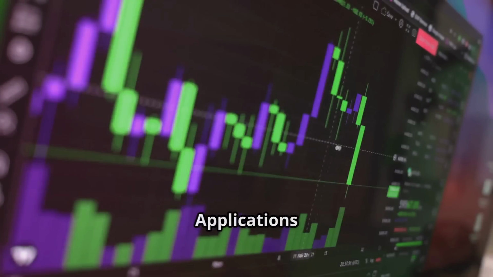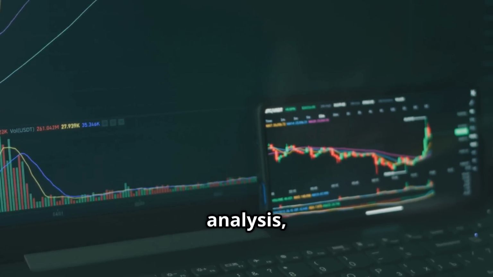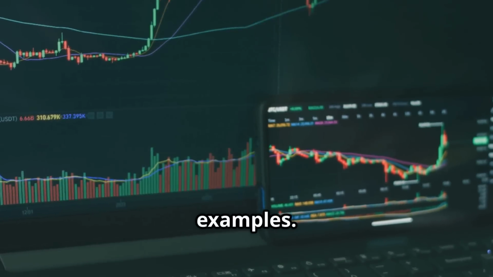Section 4. Real-world applications of technical analysis. To illustrate the practical application of technical analysis, let's consider a few real-world trading examples.